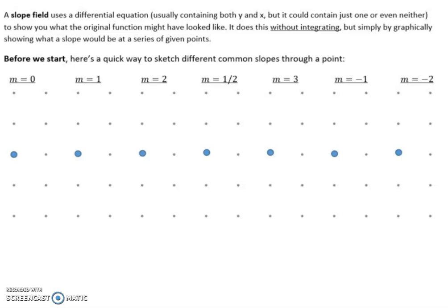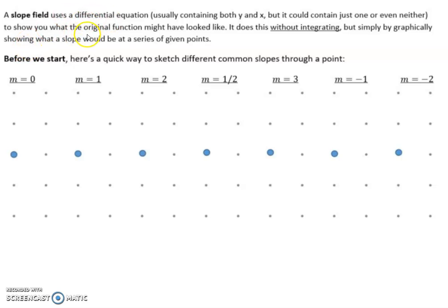All right, in this last objective of AP Calculus, we're going to learn about slope fields. A slope field is a way to draw a picture using a differential equation. What it does is it shows what the original function looked like without integrating. So it's basically a technique of going backwards without actually doing an integral.